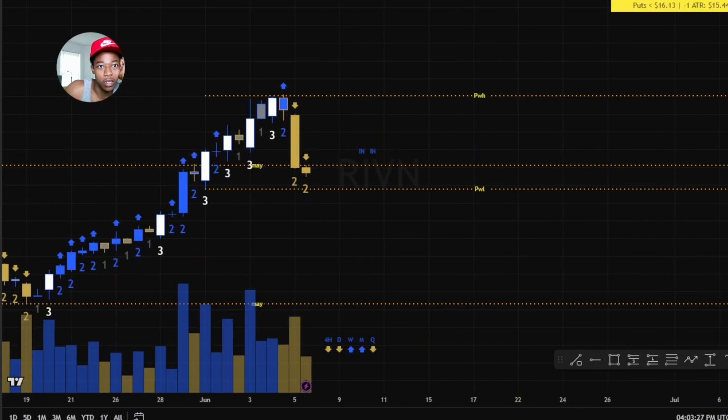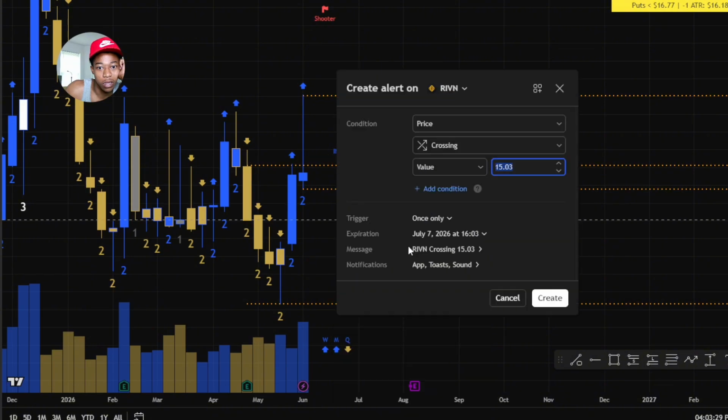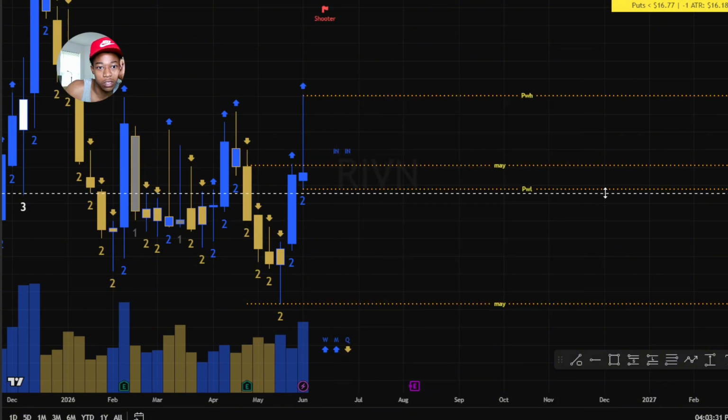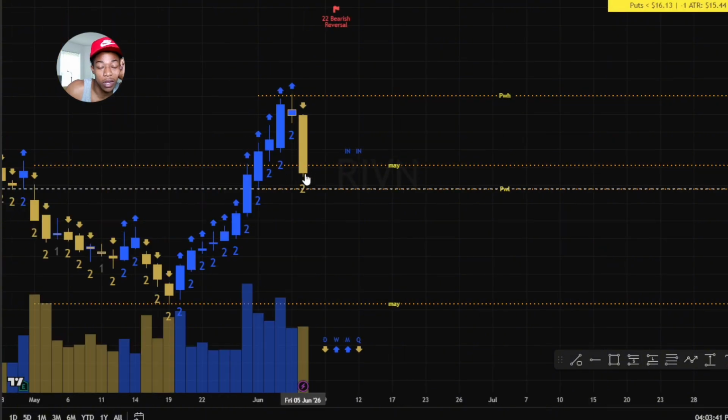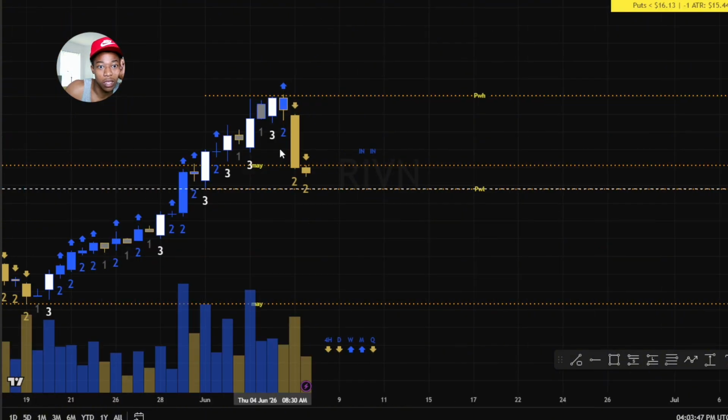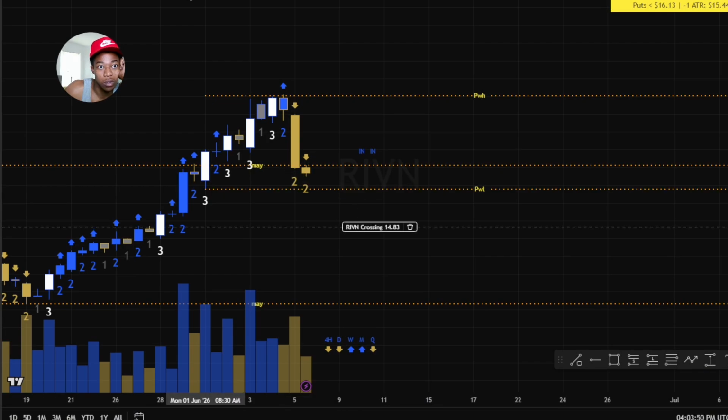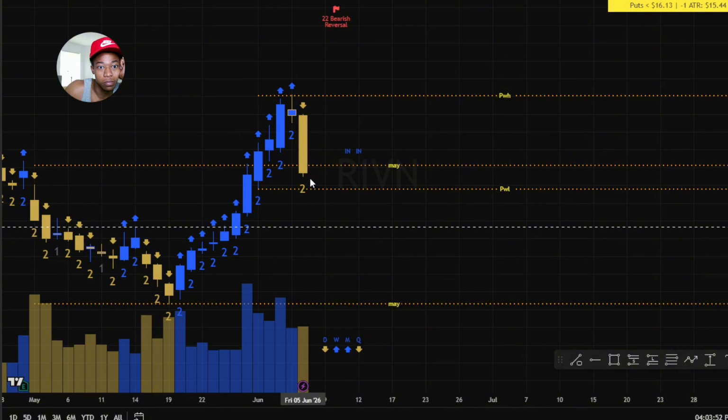Yeah, if Rivian breaks this low right here, because we got a shooter on the monthly, shooter on the monthly for the weekly, so we know price is gonna pull back. We got Friday, we got a 2 down right here, back into May. And then on the 4 hour, we got a 2, 2. So if price continues from this right here, this can be another small movement.